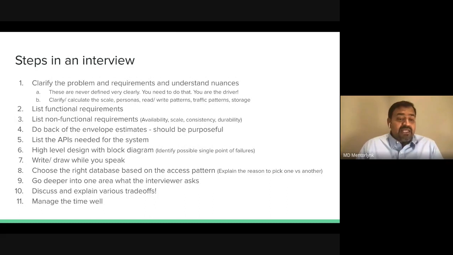Okay. And last but not the least, manage your time very well, right? Practice it a number of times, with different questions, and track your time. Like, how are you doing on time?